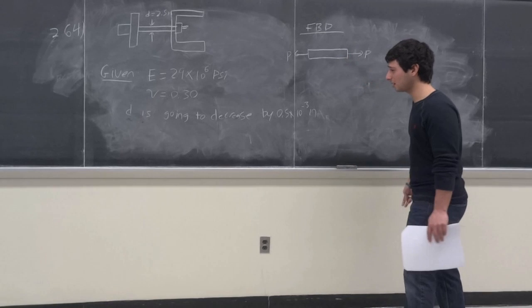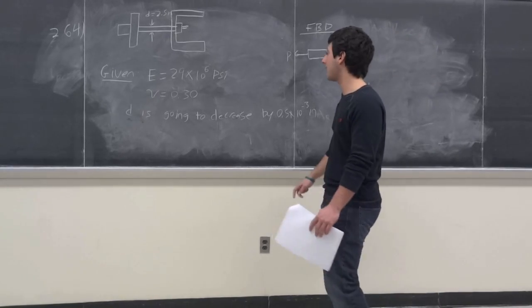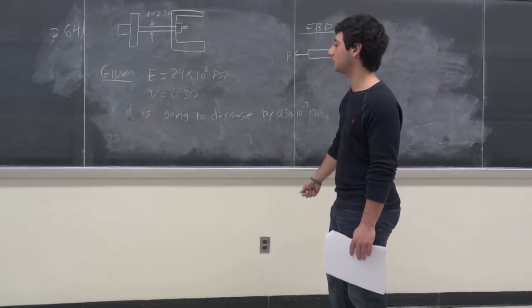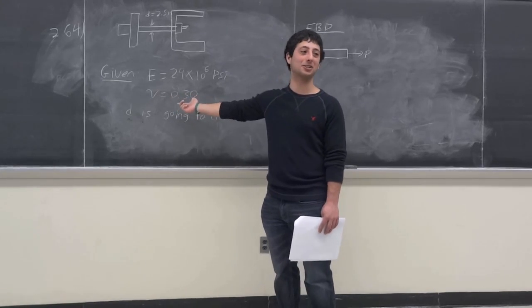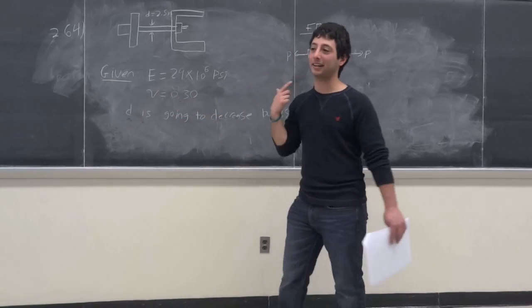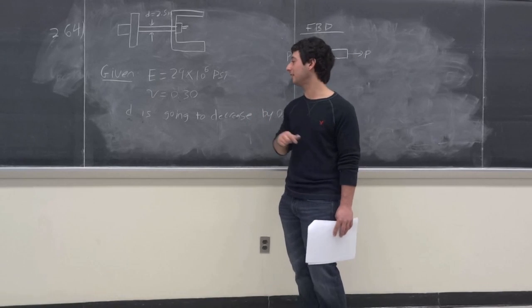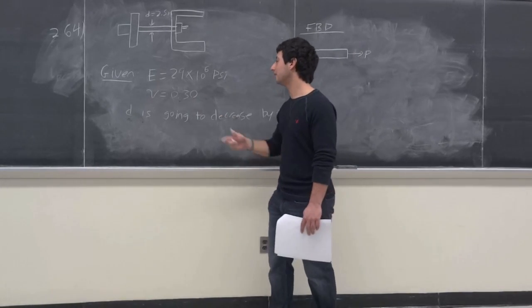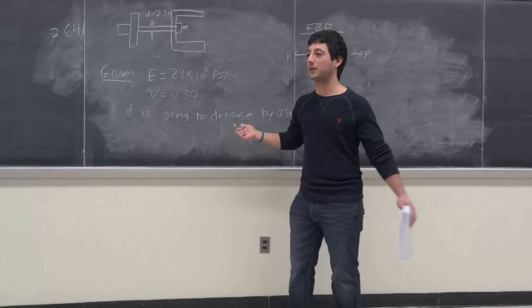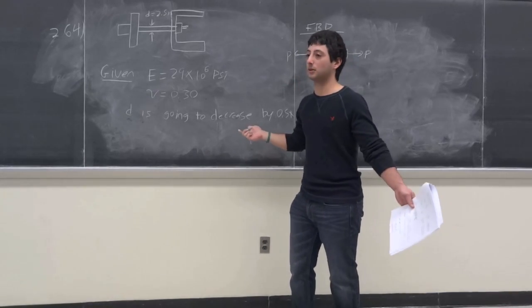So, let's think about it. What do we have? We're obviously going to have to use Hooke's law. They give you the Poisson ratio. That's a dead giveaway that you have to use Hooke's law. This is how I solve problems. What are they giving me? Oh, they're giving me the Poisson ratio, so I need Hooke's law. They're giving me the Young's modulus, so I'm going to have to find maybe a stress or whatever.